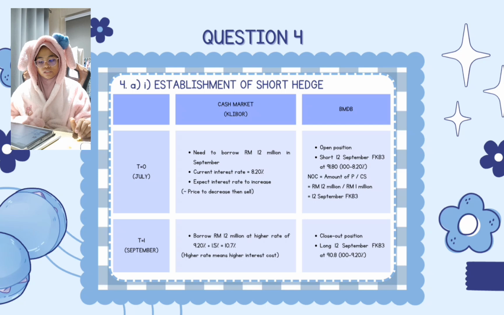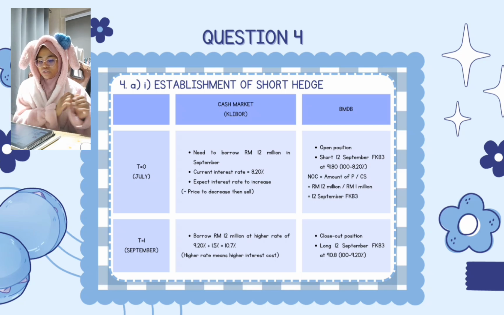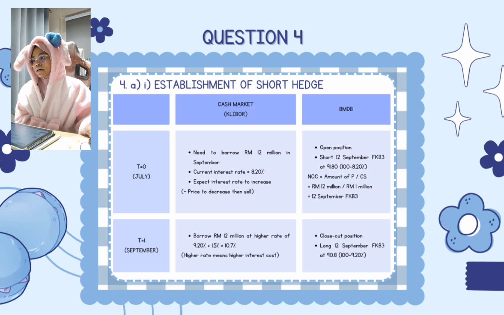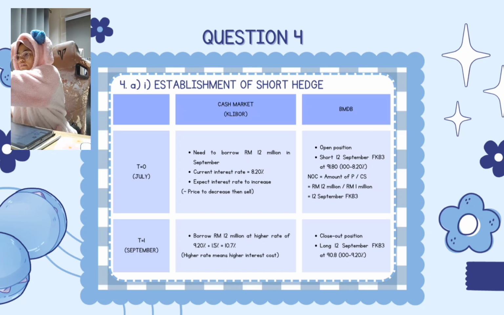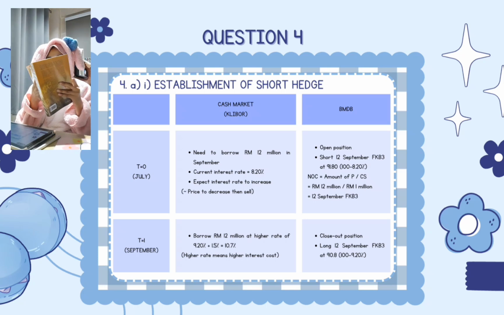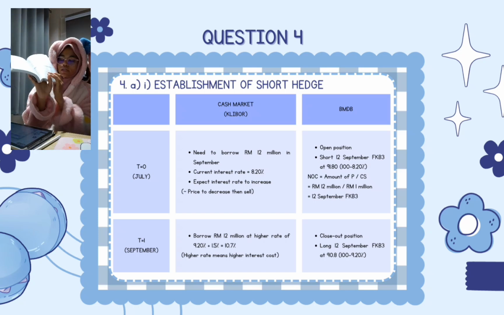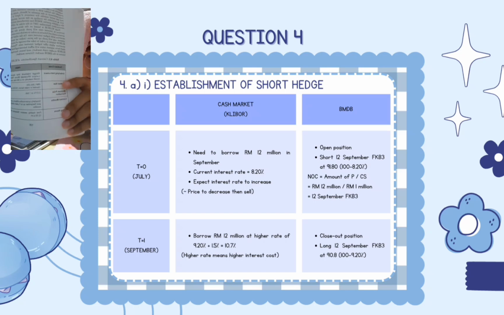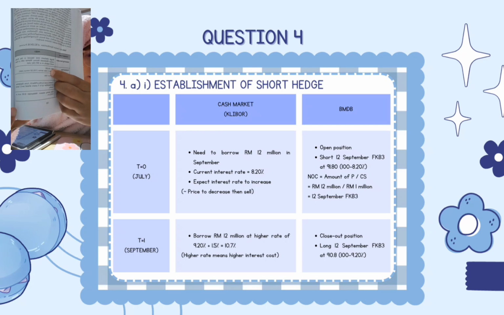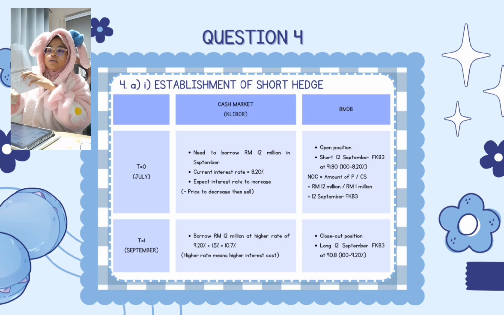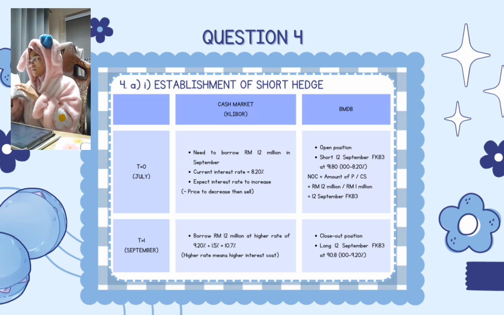For the futures position, open a position and short 12 September FKB3 at 91.80, which is quoted in index terms of 100 minus yield. You can actually find the contract size for FKB3 on page 106 of the textbook.